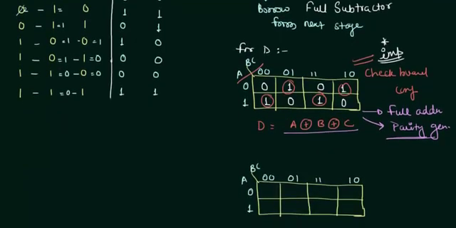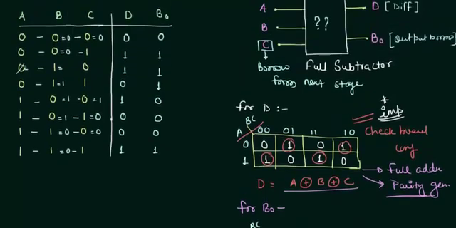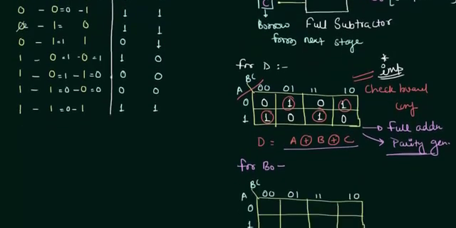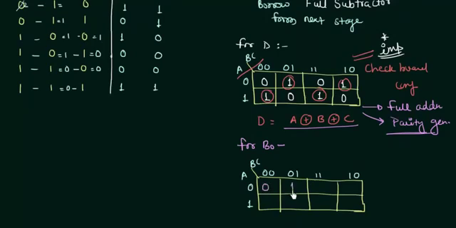Now it's time to fill the K map for your output borrow, and it is 0 1 1 1, and then 0 0 0 1. So let's make the grouping in this. The first group I will make is of these two ones, the next one is for these two ones, and the last one is this one and this one.